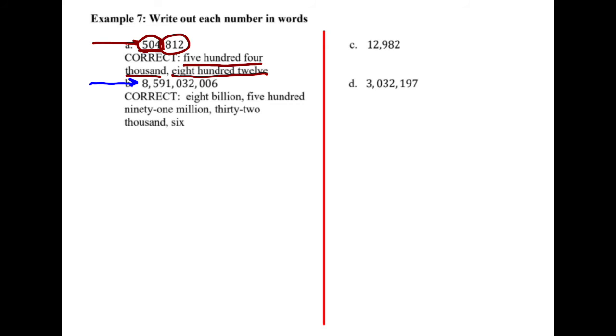Starting from this side, so there's the ones, thousands, millions. This is in the billions. So that's 8,591,000,000. Notice the hyphen right here to make it a 91. 32,006. Can you hear my cat in the background? Sorry about that.